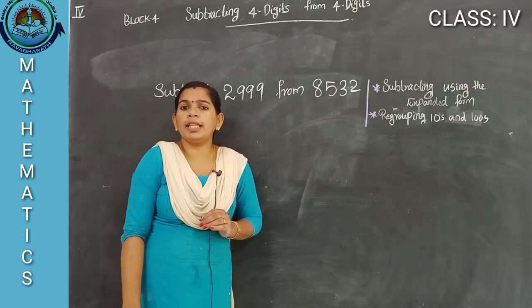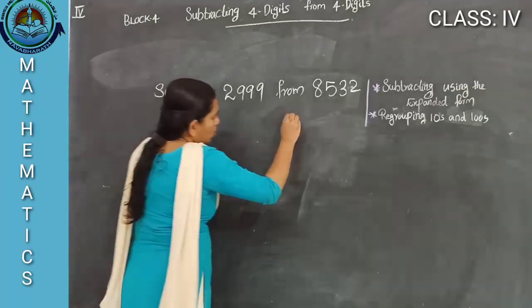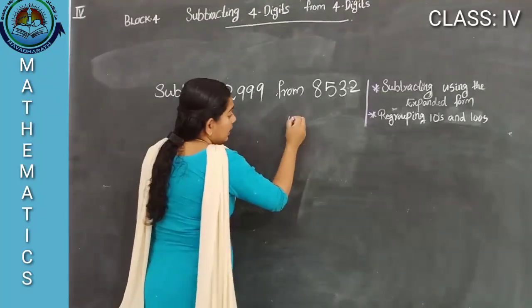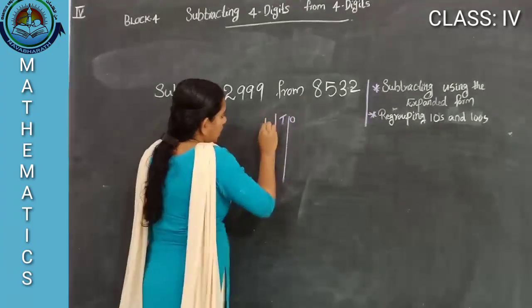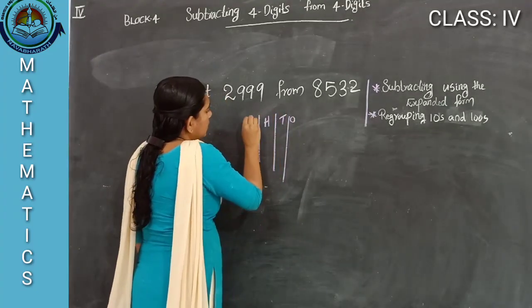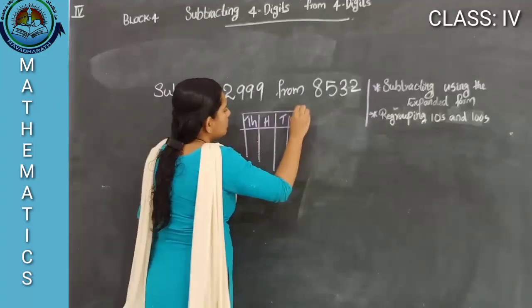Before writing the column method, what do we do? We want to draw columns. To identify the places, I will just mark them here: ones, tens, hundreds, thousands. Only 4 digits, so I draw 4 columns only.